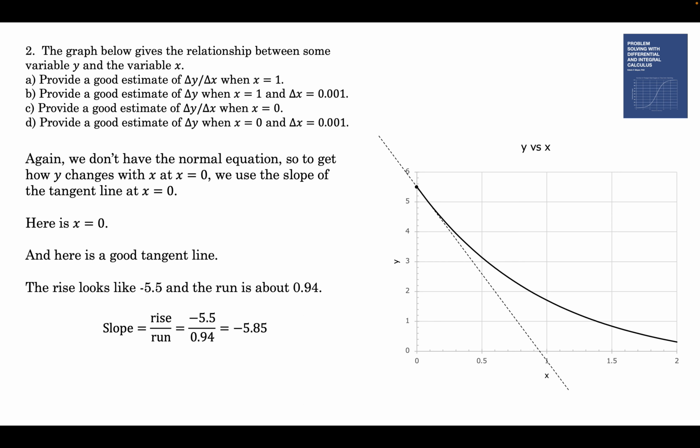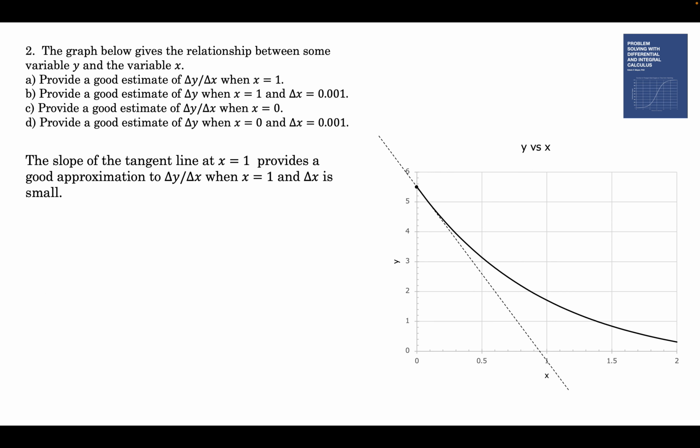So the slope is minus 5.5 divided by 0.94, which is minus 5.85. That's delta y over delta x at x equals 0. The rate at which y changes with x at x equals 0. Part D asks for what's delta y when we go over 0.001. It should drop a lot more than it did at 1.